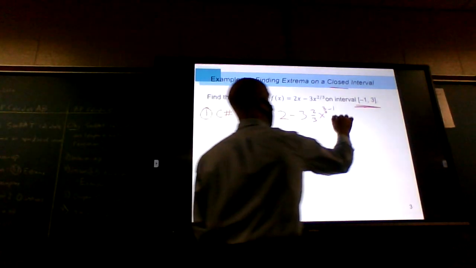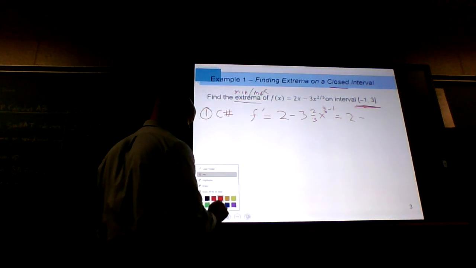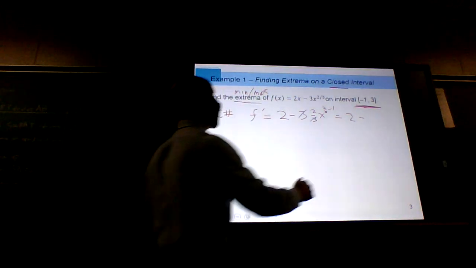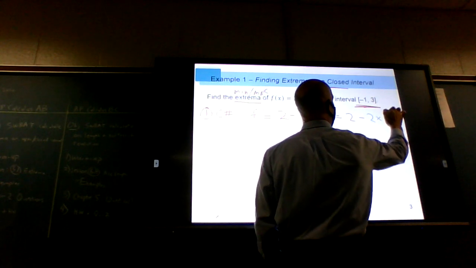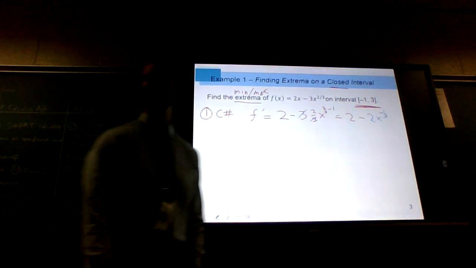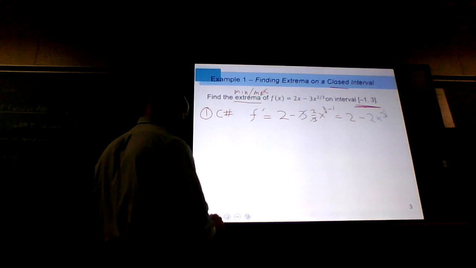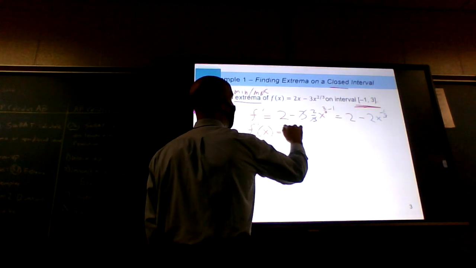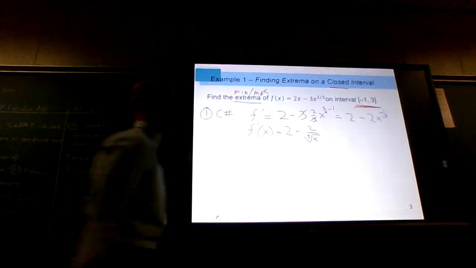So that means this is equal to 2 minus, let's do a little cancelization here. That leaves a 2 there, that's nice. And then it's going to be x to the negative 1/3, because 2/3 minus 1 is negative 1/3. In other words, f prime of x is equal to 2 minus 2 over the cube root of x.